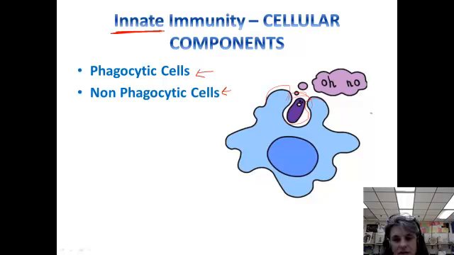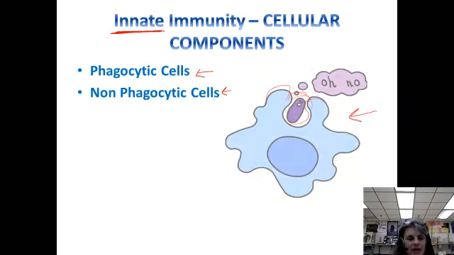Phagocytic white blood cells kill stuff by eating them. Okay? It's that simple. Not all white blood cells work that way, but those that are phagocytic do. Non-phagocytic cells obviously don't incorporate this method.